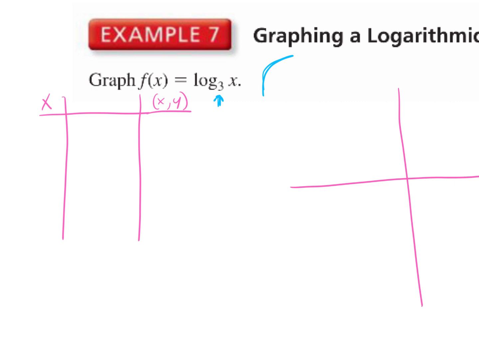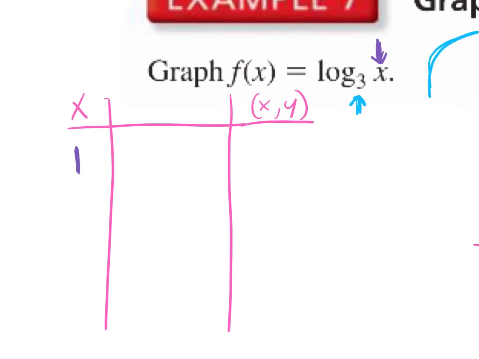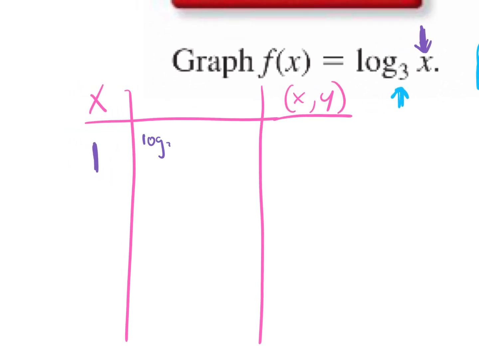So let's plug in numbers to figure out where exactly the shape is going to go on our graph. So we always want to start by plugging in 1. Whatever value makes this x 1. So I'm going to start with 1. So this is going to be log base 3 of 1. When we do the change of base formula, which number goes on top? Log of 1 divided by log of 3. Base goes on the bottom.